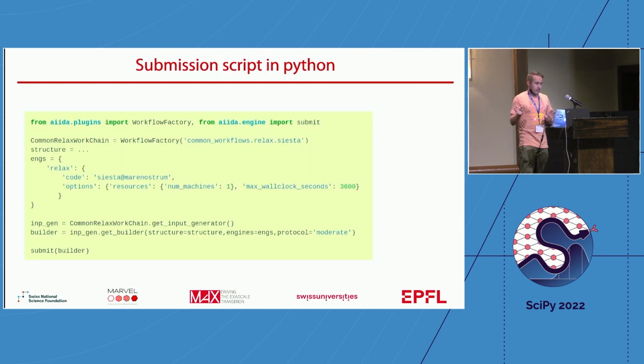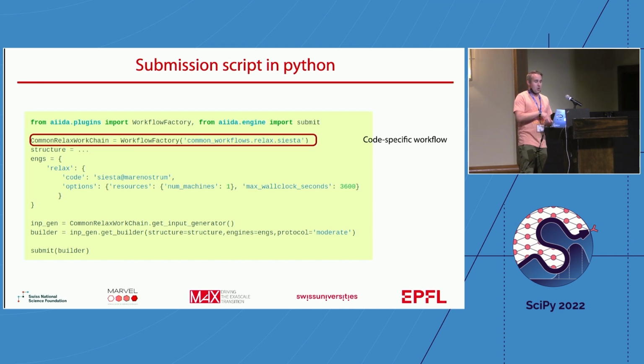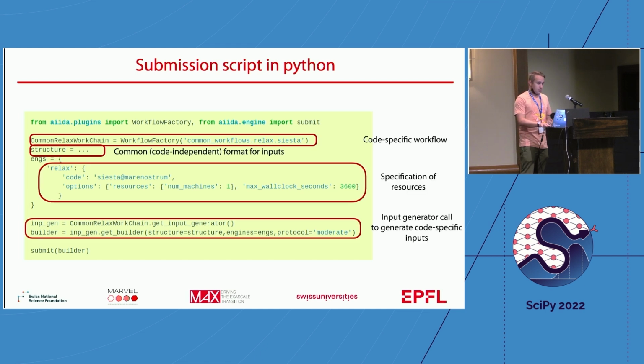So how does this look in the code? Well, you can see that in the Python, you just load the specific workflow implementation, grabbing here the Siesta common workflow. You import the structure in a way which is the same for all codes. That can be from a file or from a database, etc. And then you can specify again in a common format which code you want to run, how many nodes, and what is the walltime. And then you just call this input generator that I was mentioning, which takes the inputs and generates what we call a builder.